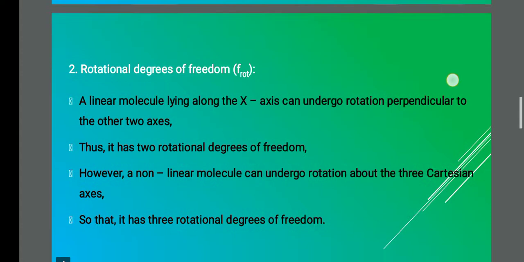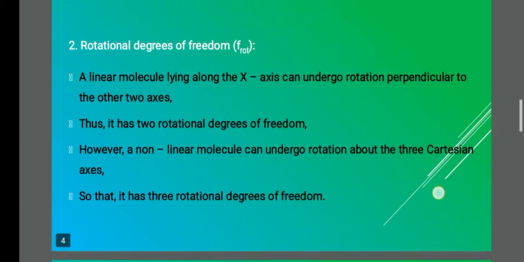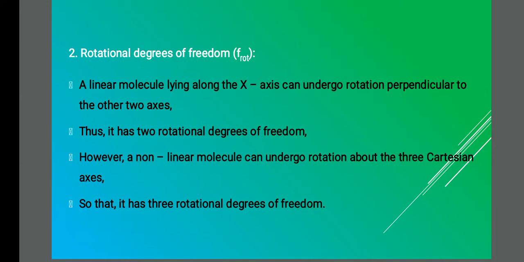The next one is rotational degree of freedom. It is represented as F rot. A linear molecule lying along the x axis will undergo rotation perpendicular to the other two axes. If it is on the x axis, it rotates in the y direction and also in the z direction. It rotates in two axes. Thus, two rotational degrees of freedom will be there.